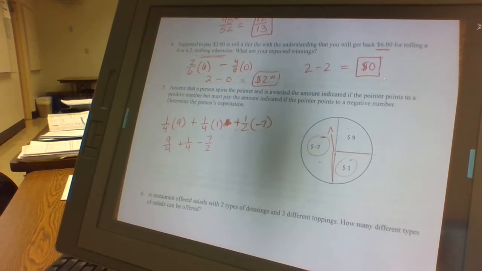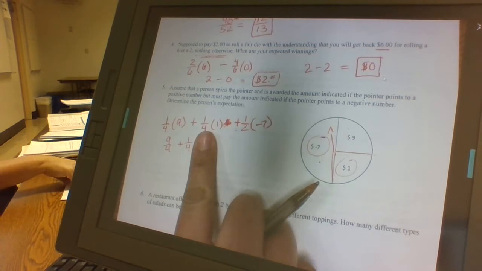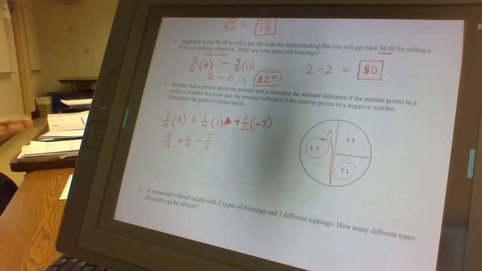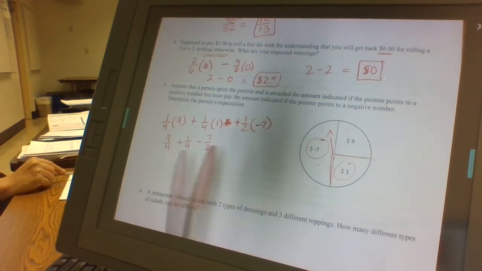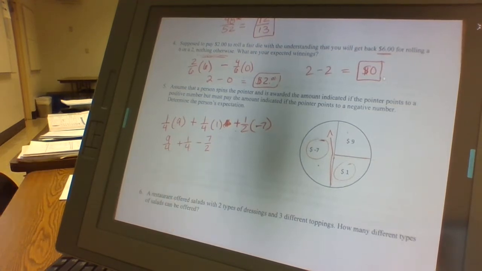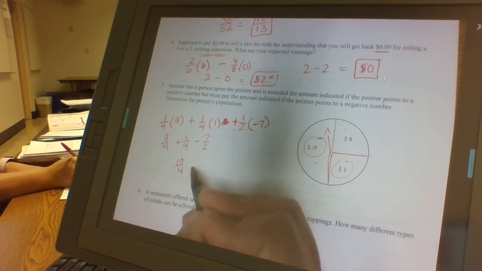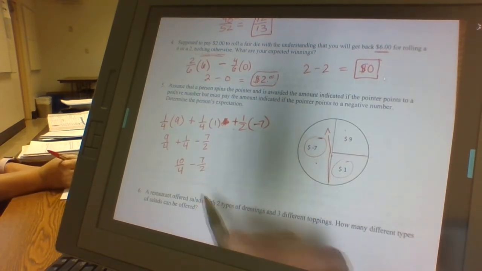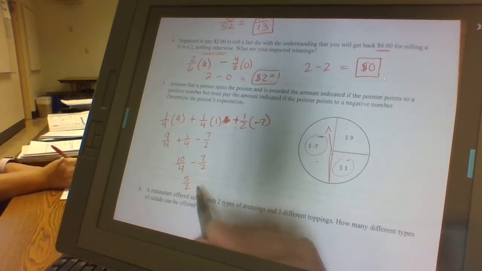-7/2. Now, can I add these two fractions? Yes. But before I continue, are there any questions on those fractions right there? Does everybody understand where the 1/4 and the 9 and the 1/4 and the 1? Denominator now? As soon as I add these, I'm going to be able to reduce. Now, this becomes 10/4, and 10/4 reduces to 5/2.